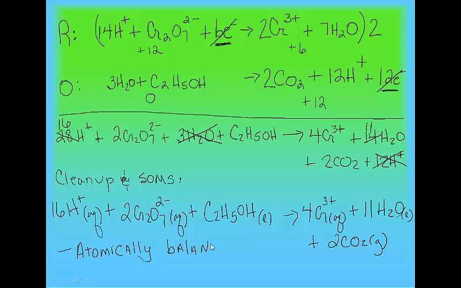Now electrically, positive 16 minus 4, that's a positive 12, plus 0 stays a positive 12. 4 times 3 is a positive 12. The water is 0, the carbon dioxide is 0. I am electrically balanced. Yeah, done. Awesome.